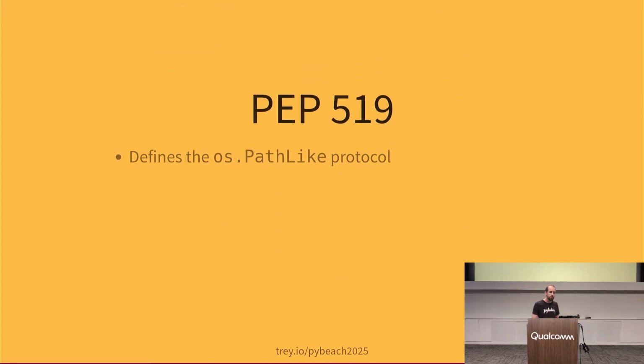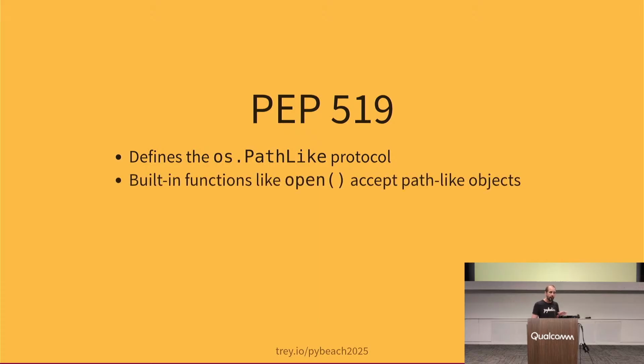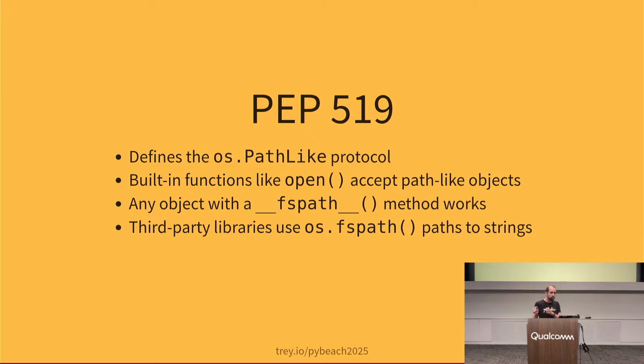PEP 519 defined the path-like protocol. All path-like objects are accepted by open, and any other built-in function that works with a path tool that accepts file paths. The only thing that's needed for a path-like object is a dunder fspath method. That one method will allow an object to be accepted by all of Python's many path-accepting functions. And any third-party utility that wants to convert a path-like object into a string can use the os.fspath function to do so. This PEP allows for a whole ecosystem of path-like objects beyond just Pathlib.